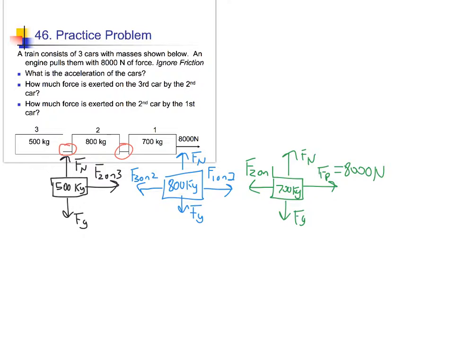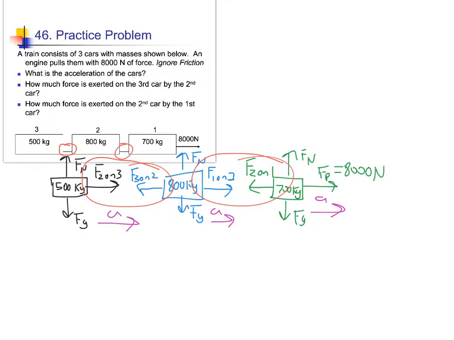Now, I just want to point out here that right here we have a third law pair, 3 on 2 and 2 on 3. And right here we have another third law pair. We're going to keep that in mind as we're setting up an F equals ma for each one. These objects are all going to be accelerating to the right. That's the direction they're being pulled. And so I'm not actually even going to bother here with thinking about my y forces. They're really not going to come into play.